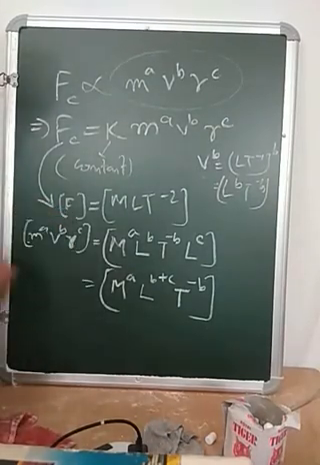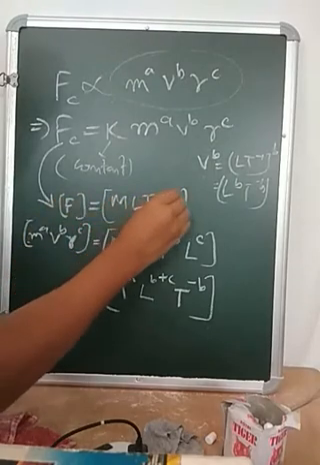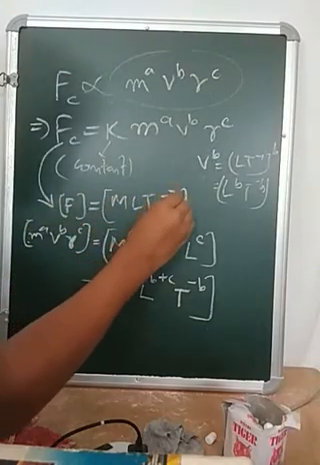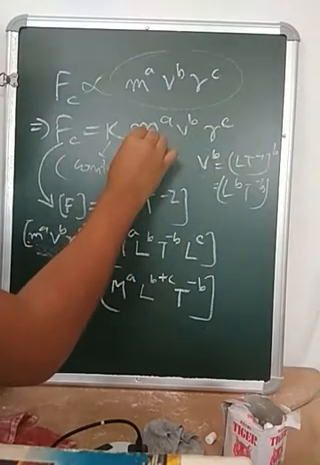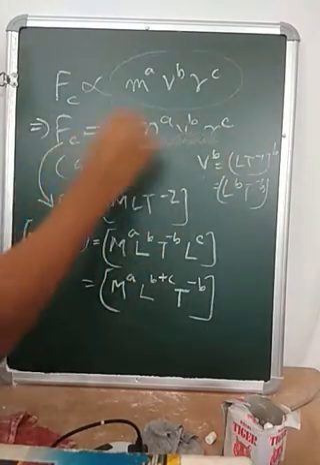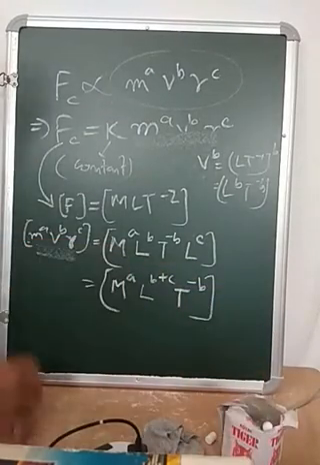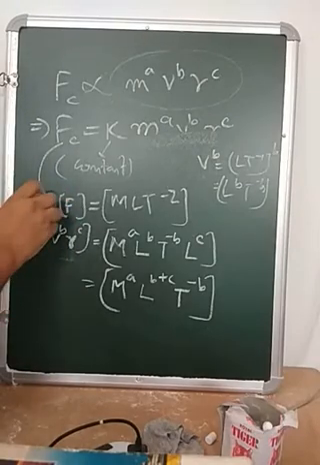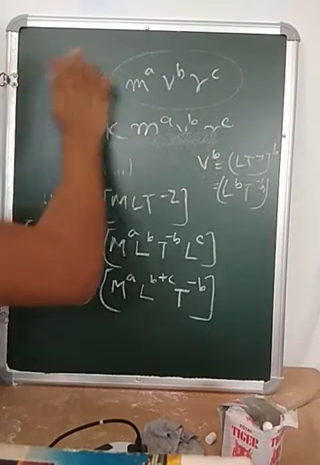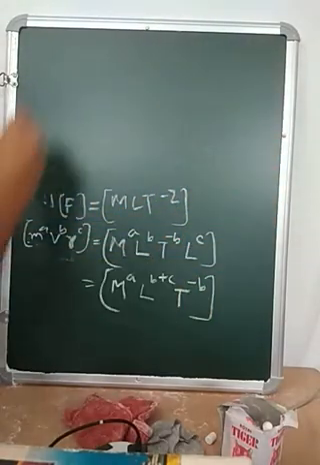From the right hand side, what we get, and from the left hand side, what we get? Force equal to M L T to the power minus 2. This is the dimension of force, and this is the dimension of this term, m v r. Okay, so what do we do now? We equate the left hand side to the right hand side.